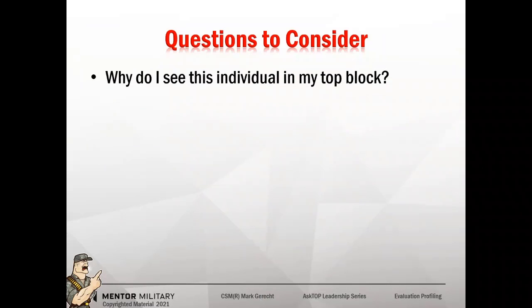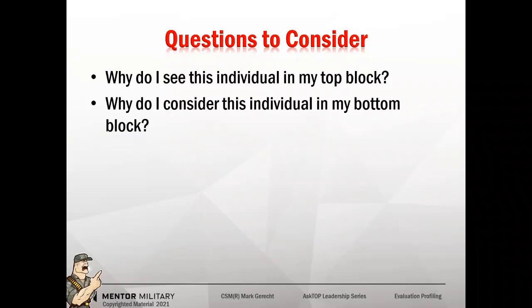Questions to consider. How do we get to our top block people? The first thing you should do is ask yourself some questions. Why do I see this individual in my top block? What makes them different? What makes them stand apart? Is there anything that I'm looking at them in a way that I shouldn't be looking at them? Am I giving them an unfair advantage? What are the facts?